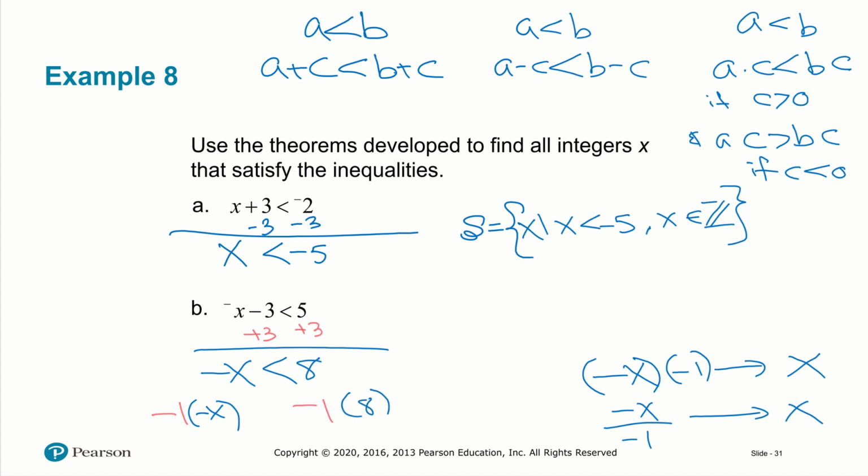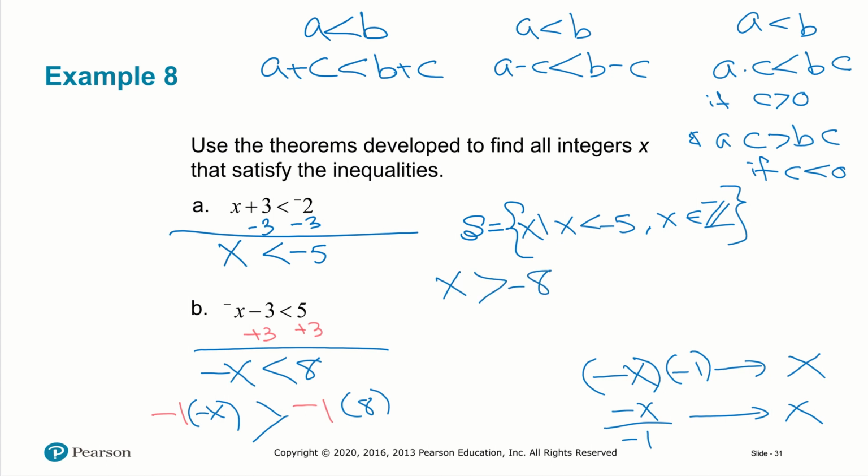What do we have to do? The instant we multiply both sides of an inequality by a negative number, we don't wait till the next step. We don't do anything like that. We immediately switch the direction, okay? So now what do we get? We get x is greater than negative 8.